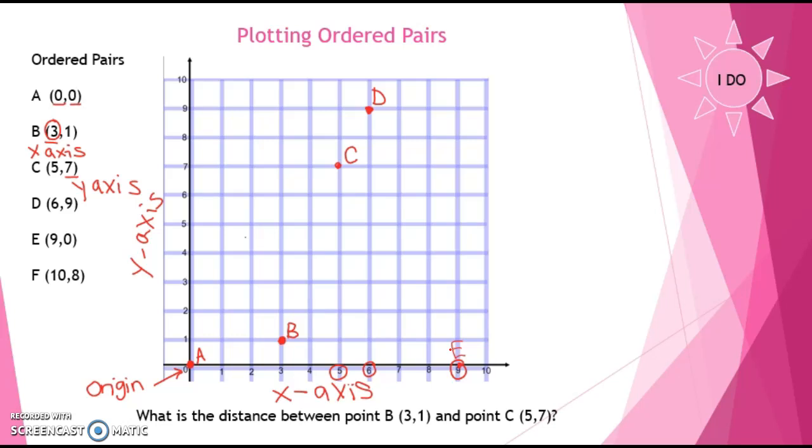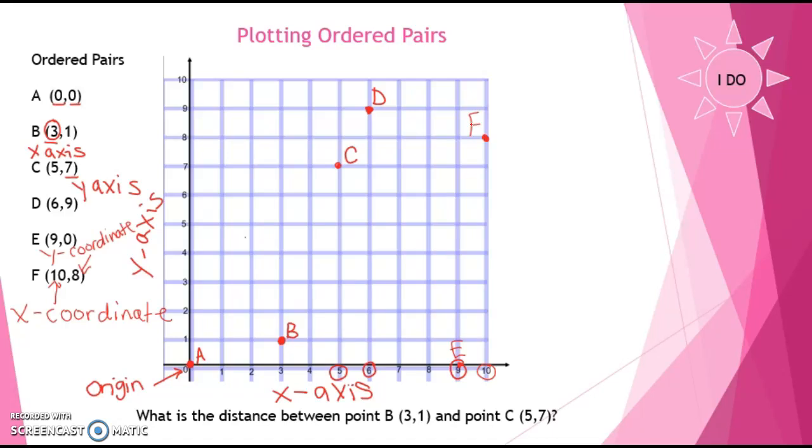And then lastly, we have point F. We're going to find the 10 on the x-axis, and we're going to go up to 8 on the y-axis. Remember, our 10 is called our x-coordinate, and our 8 is called our y-coordinate. We're going to plot our point on 10, 8 as point F.